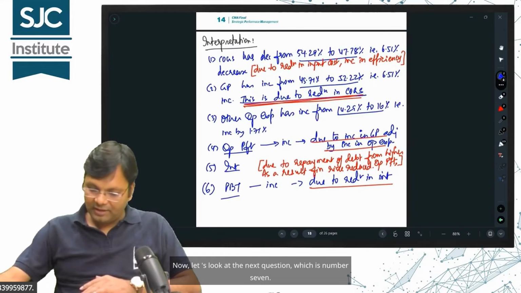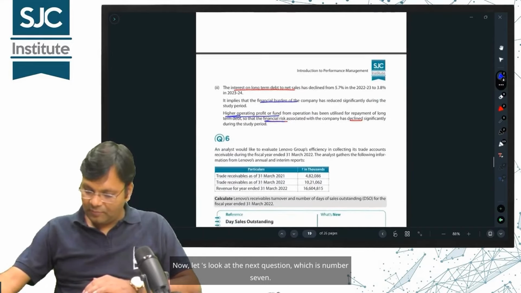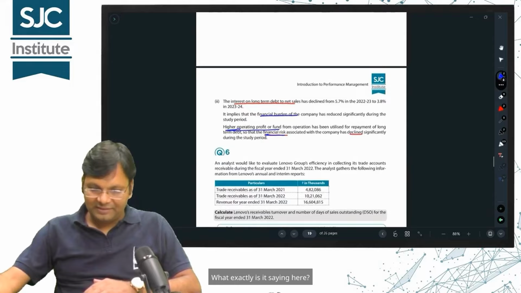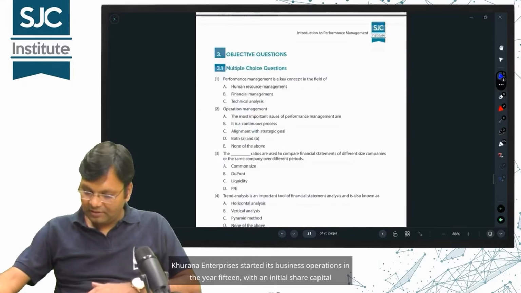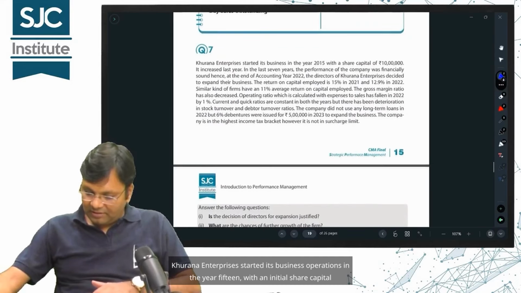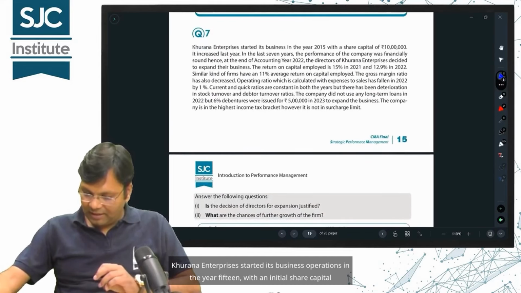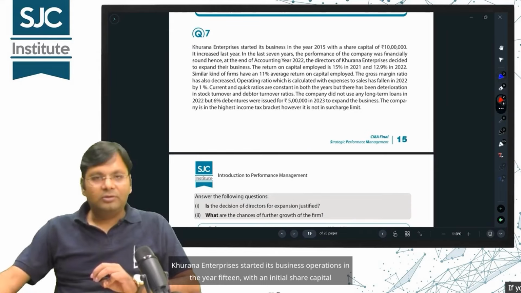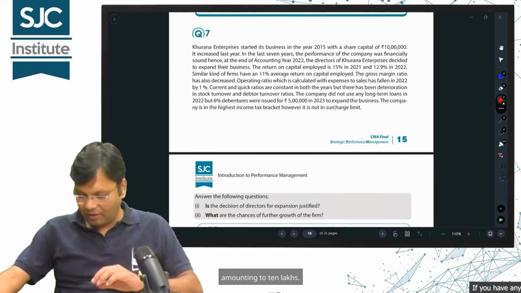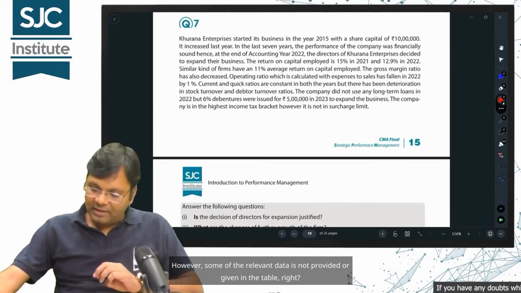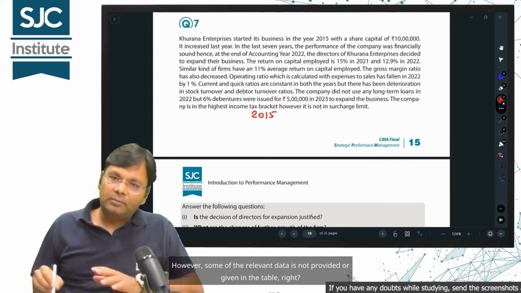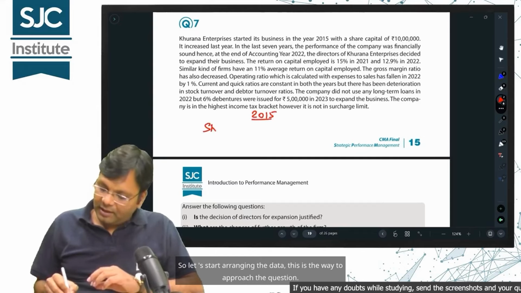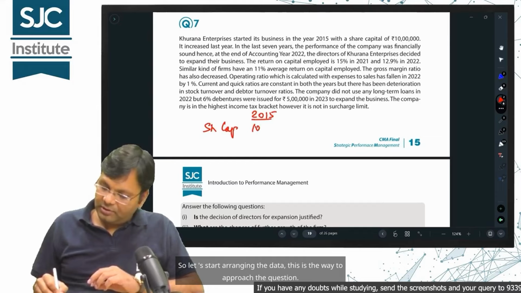Now, let's look at the next question, which is number 7. What exactly is it saying here? Khurana Enterprises started its business operations in the year 15 with an initial share capital amounting to 10 lakhs. However, some of the relevant data is not provided or given in the table, right? So let's start arranging the data. This is the way to approach the question.